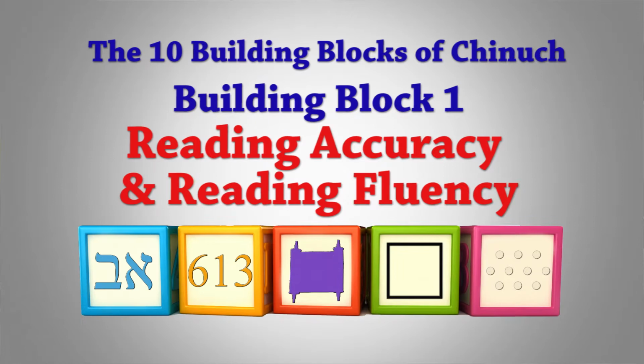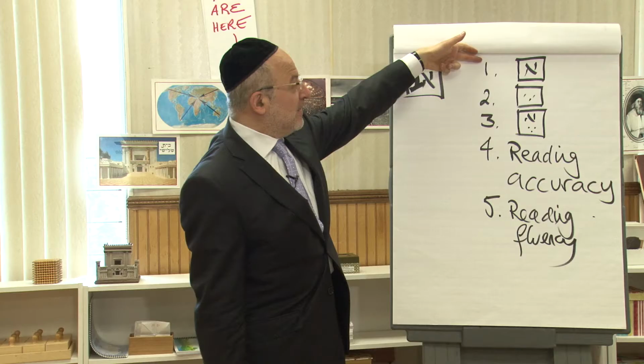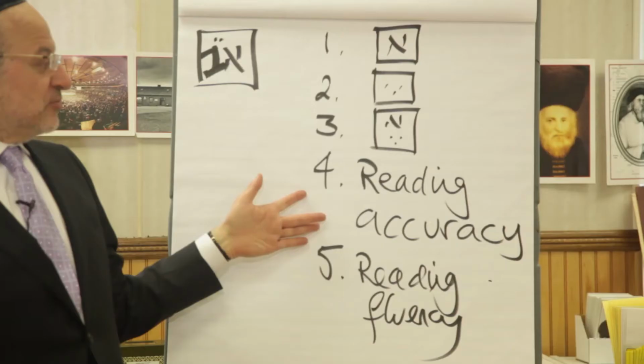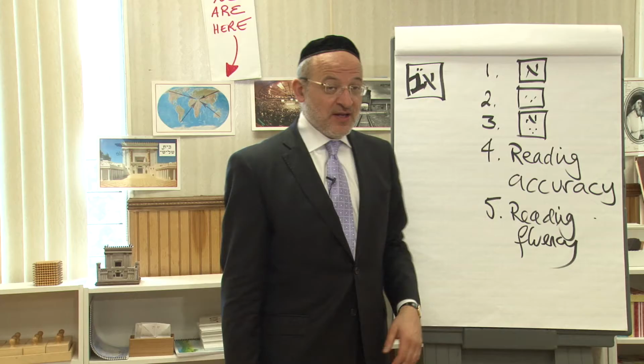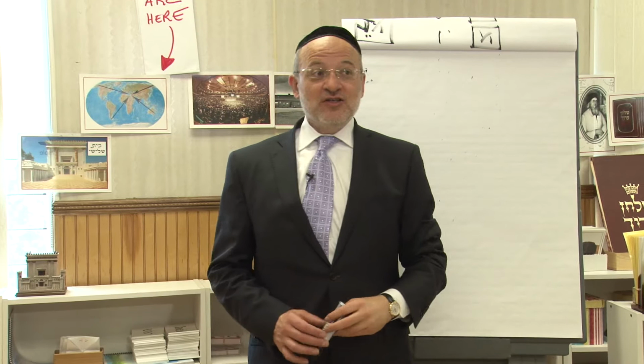So we're up to building block number one, and we've covered the first three components of letter recognition, vowel recognition, and then blending, the letters with the nekuda. We're now up to number four and number five. Number four, reading accuracy. Number five, reading fluency. And we're going to share with you a six-point plan, which is deceptively simple for having a child correct themselves without being corrected once. That's the cardinal rule here.